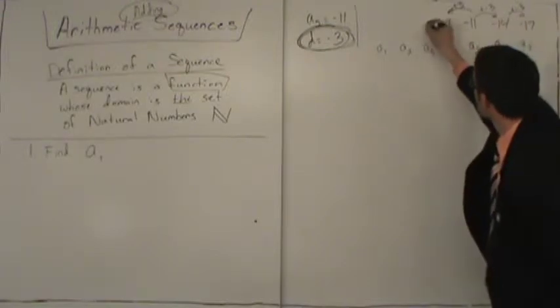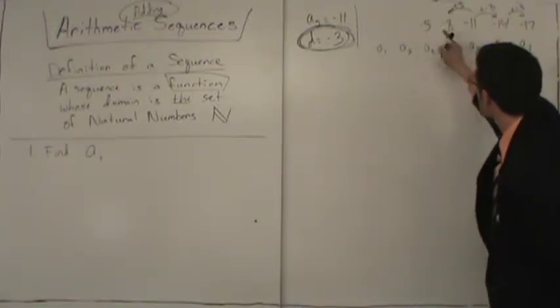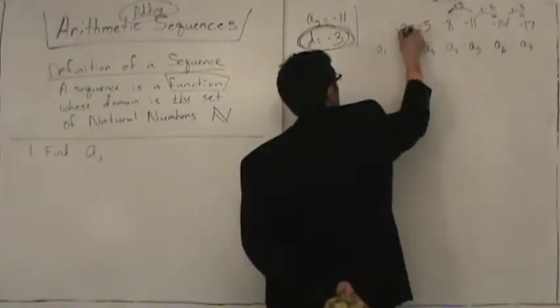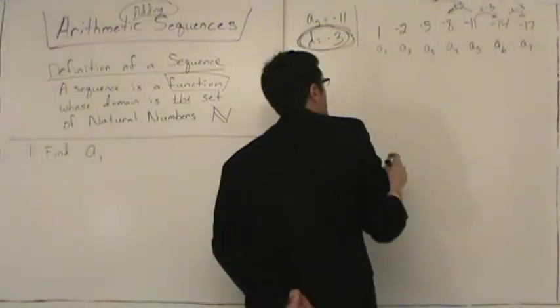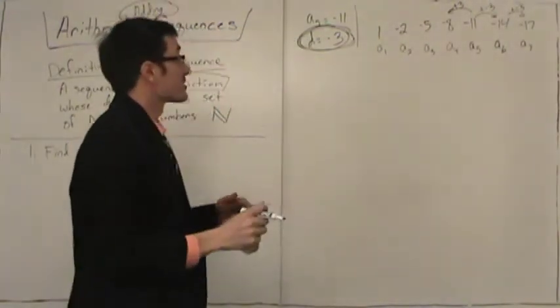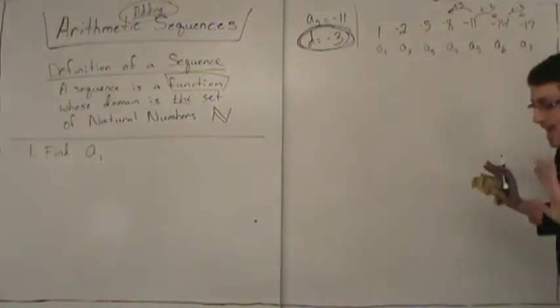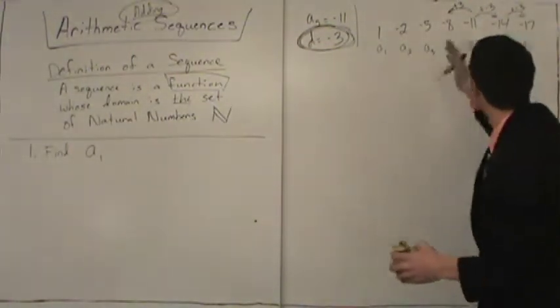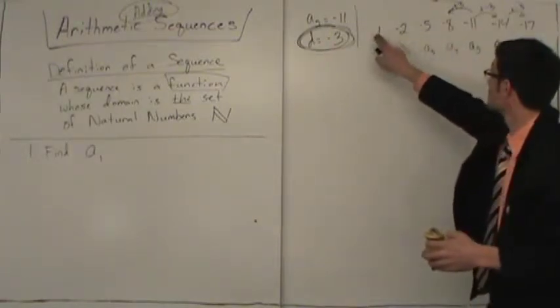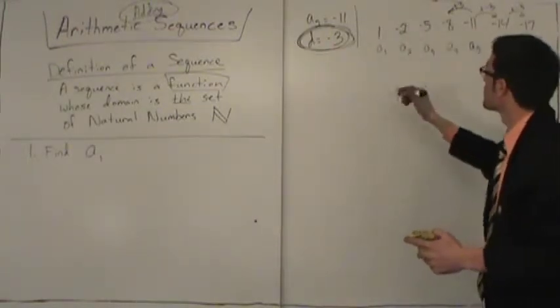Add 3 again, we get what? Negative 5. Okay, add 3 again, we get negative 2. Add 3 again, we get positive 1. So again, adding negative 3 to go to the right, to go backwards, the opposite, add positive 3. Okay, so adding 3 gives negative 8, negative 5, negative 2, and 1. All right, so you found a sub 1.